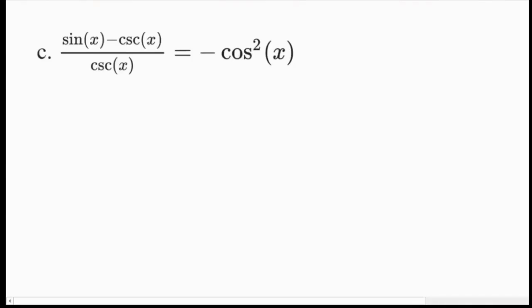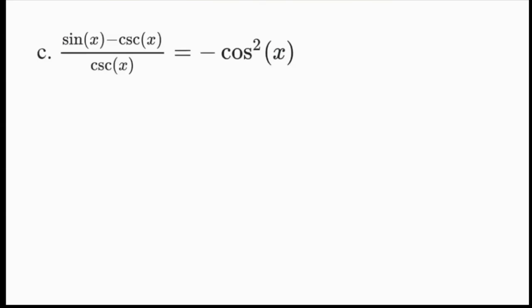Here we're asked to prove this trig identity, and I am going to go ahead and simplify the left side specifically, because there's more to it. It's more stuff that I can simplify. It's a little bit easier to work with than if I was just working on the right side.